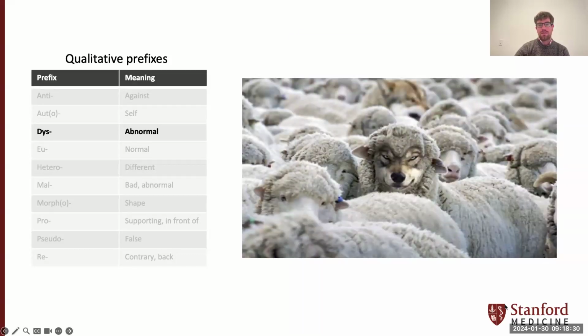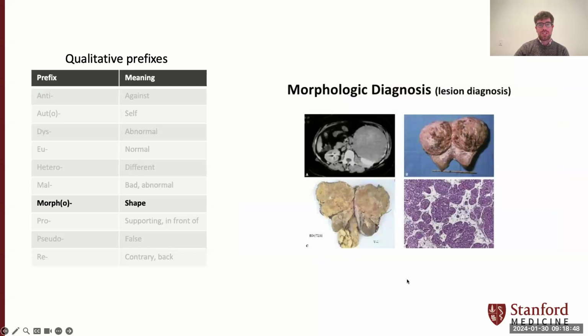Dys is abnormal. So for instance, dysreflexia is when you have abnormal reflexes. And then mal is kind of a continuation of dys with even worse connotations. So mal is a bad or abnormal response. Morph is shape. So often when you hear something like a morphologic diagnosis, that's actually a pathologic term where someone is just looking at the organs and saying they're abnormal or abnormally shaped, or any number of other things that can come from just looking at the shape of that organ or that pathology.